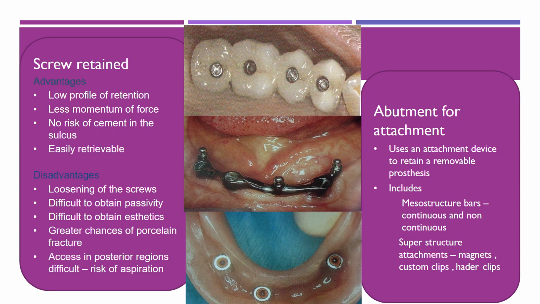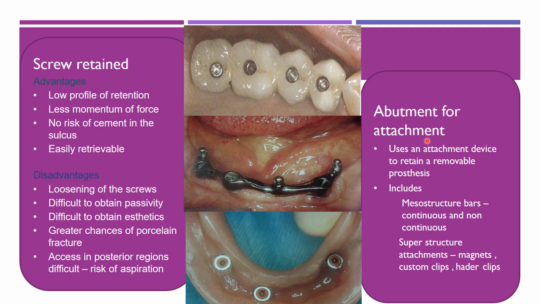So coming to the screw retained type, the advantages are low profile of retention, less momentum of force, no risk of cement in the sulcus, and it is easily retrievable. Whereas the disadvantages are loosening of the screws, it can be difficult to obtain passivity, difficult to obtain aesthetics, greater chances of porcelain fracture, access in posterior regions will be difficult, and risk of aspiration.